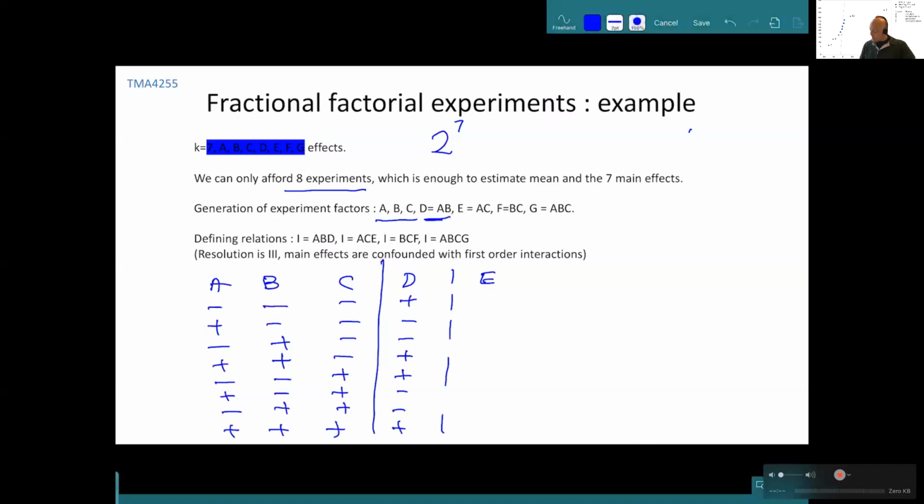For E, okay, what can I do there? I confound it with AC. So that means A times C: plus, minus, plus, minus, minus, plus, minus, plus. And it continues to F and G. And since all these columns will now be different, we can actually estimate them separately. We can estimate all these 7 main effects, and we can estimate the mean from just 8 experiments. So that's quite nice. We managed to structure these plus and minus structure so that it's possible to estimate all effects.